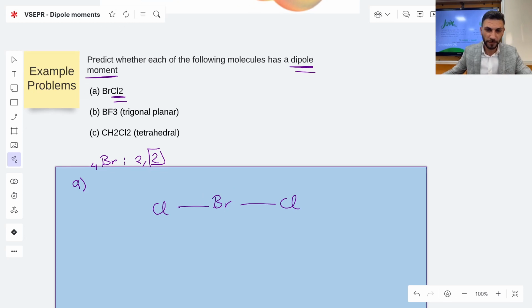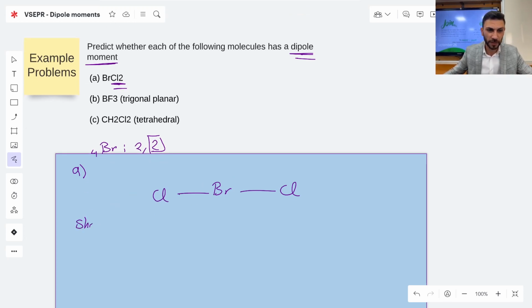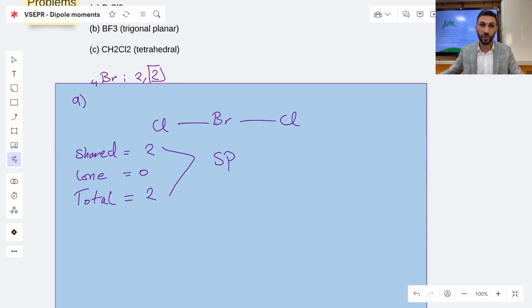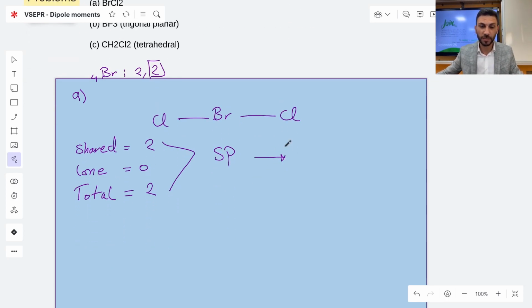No lone pairs. So shared pairs are 2, lone pairs are 0, and total is 2. And that means the hybrid orbitals equal sp, and therefore the geometry is linear because there are no lone pairs to push these shared pairs.